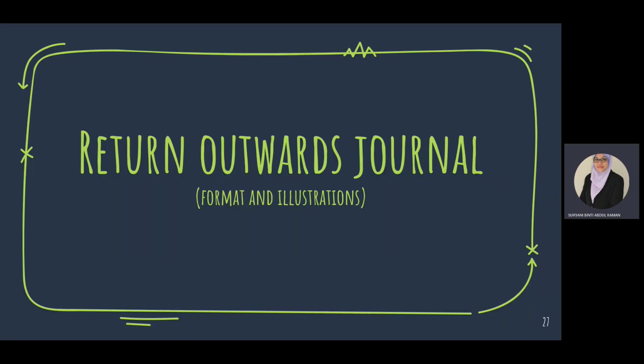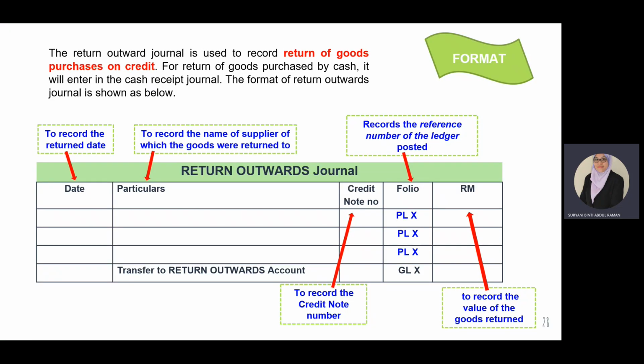Okay, what we have next is the returns outward journal. The purpose of returns outward is to record the goods returned from the purchase made on credit. So if you bought the goods on credit and you want to return it to the supplier, then the transaction will be recorded in the returns outward journal. But if the goods have been bought by cash and you want to return them and you receive cash in return, that kind of transaction is suitable to be recorded in the cash receipt journal.